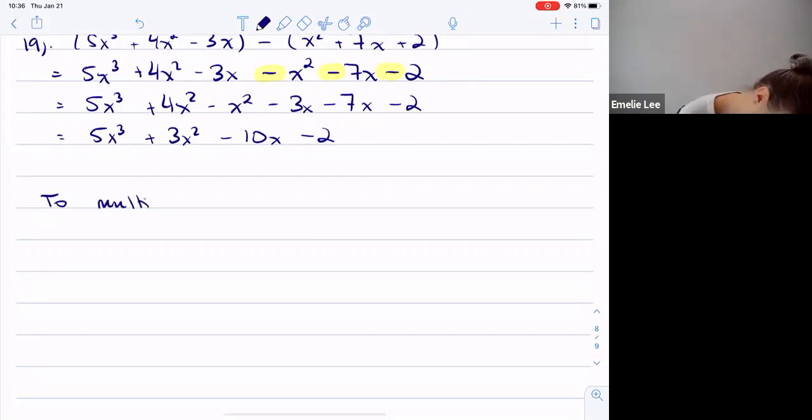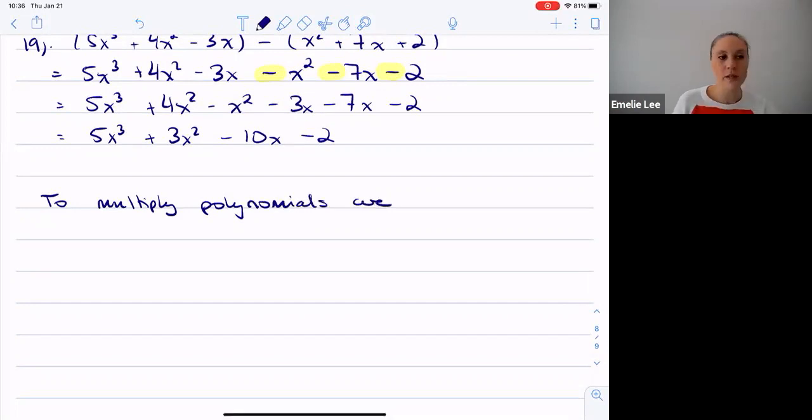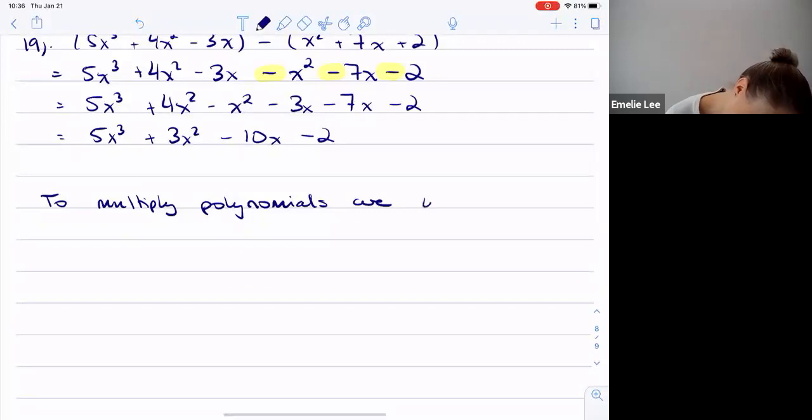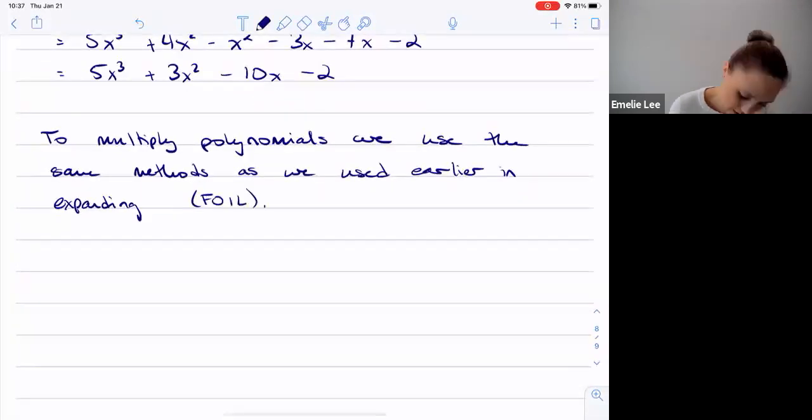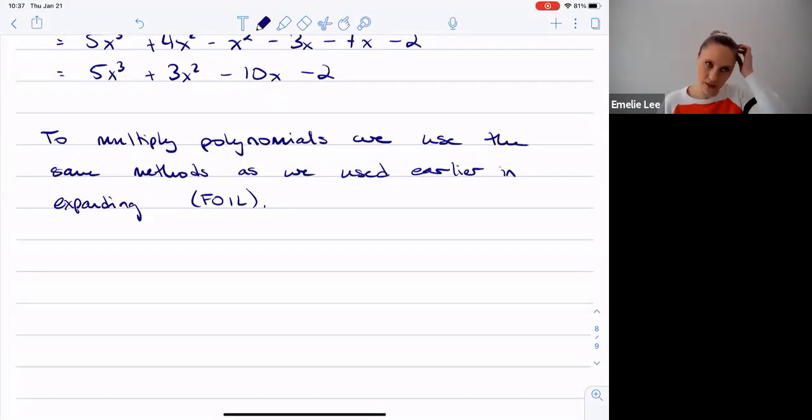To multiply polynomials, we use the same methods that we used earlier in expanding. Right, things like if FOIL makes sense to you, then that's great. But now we're probably going to have a couple more terms to deal with.